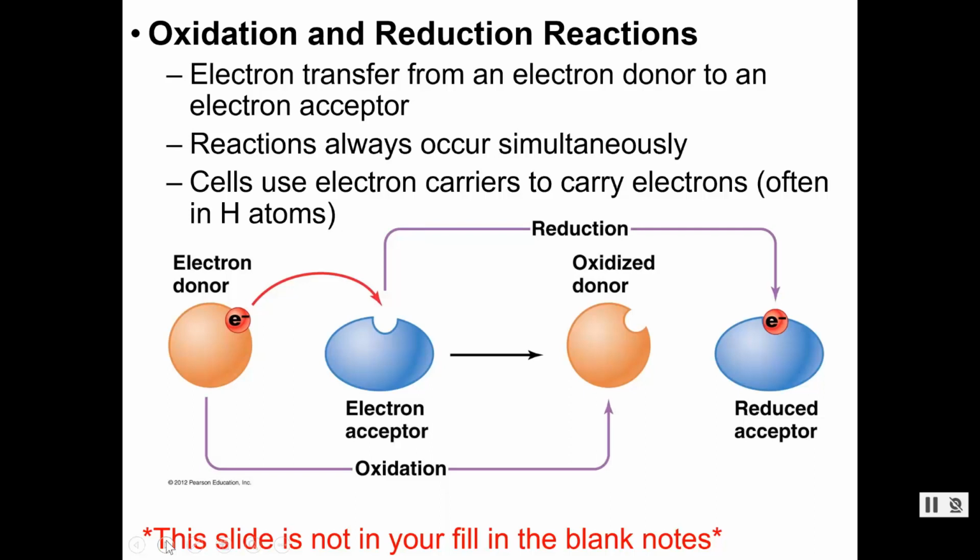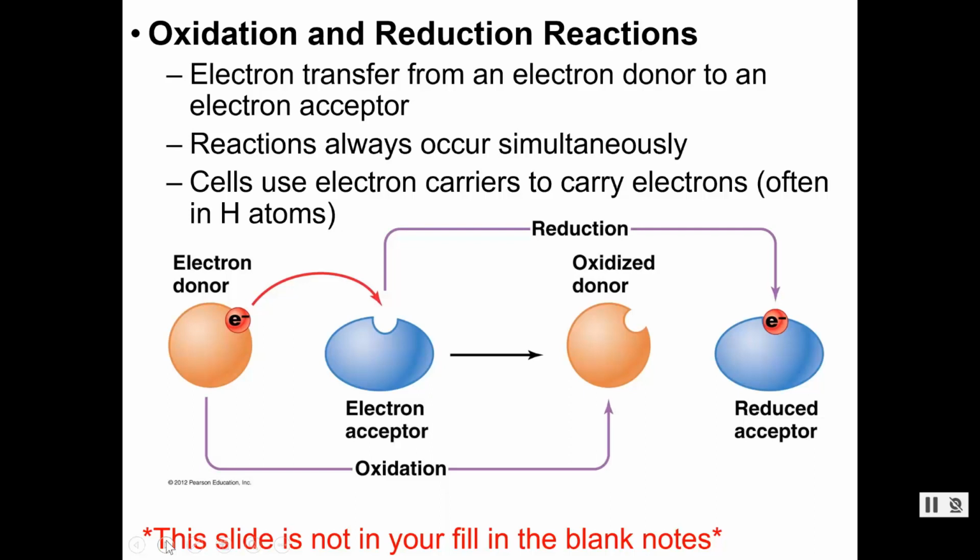When we're talking about producing energy, the best way to do this is by the process of cellular respiration, breaking down glucose into smaller molecules that get used to make ATP. But before we talk about cellular respiration, we need to understand what oxidation and reduction reactions are.